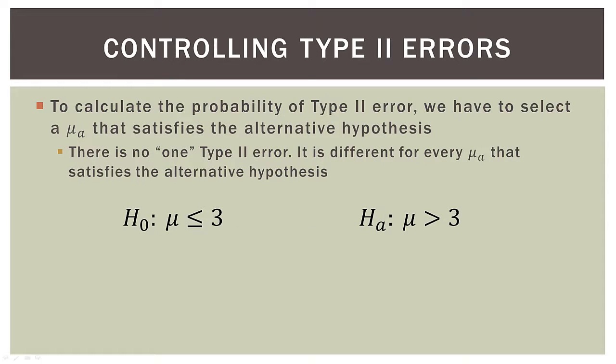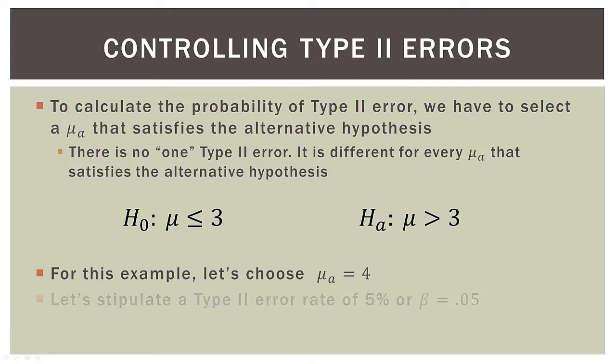So remember, our null hypothesis was that the mean customer rating was 3 or less, and the alternative hypothesis was that it was greater than 3. So we could select any alternative population mean that meets that alternative hypothesis. It could be 3.5, it could be 4.1, 3.75, 4.75. Any alternative population mean that meets the criteria of the alternative hypothesis. Now for this example, we'll just choose an alternative population mean of 4.